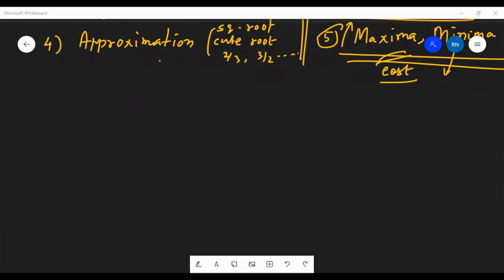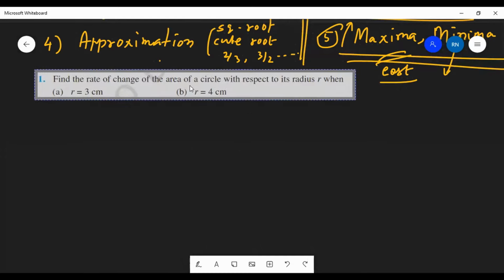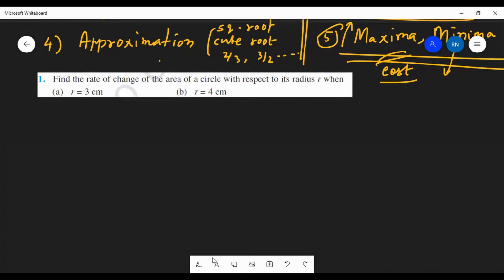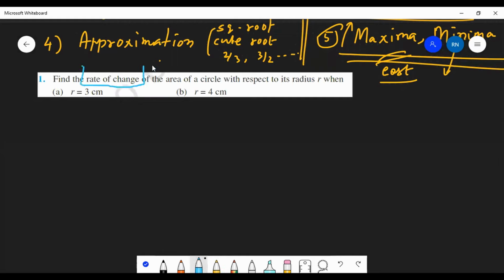Let us go to the very first exercise, rate of change. What is there in rate of change? Let us take question number 1 from exercise 6.1. I have already pasted it on the board. Start solving. Find the rate of change. So rate of change is the application. We are talking about exercise 6.1.